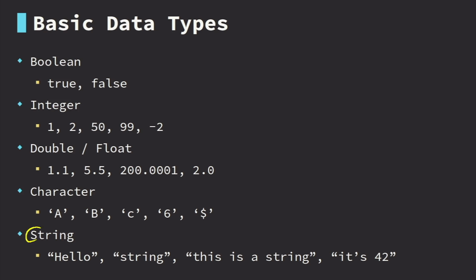Next, we have string, and a string is just multiple characters put together to create a word. So when we want to have a string, we use double quotes. So hello is a string.